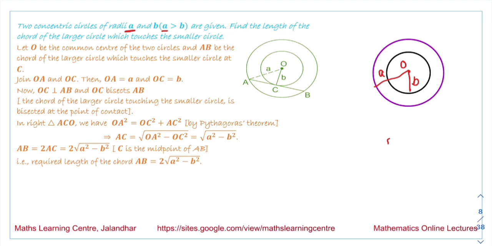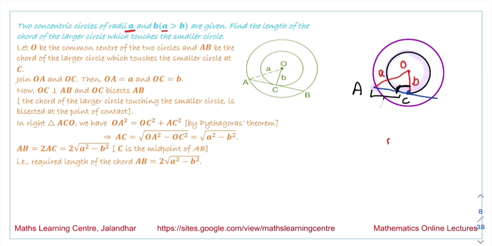So we want to find the length of the chord of the larger circle which touches the smaller circle. Suppose it touches at this point over here. So we have to find the length of this chord. Now when we consider this smaller circle over here, suppose this point is A and this is the point C. Then this angle over here is a 90-degree angle.